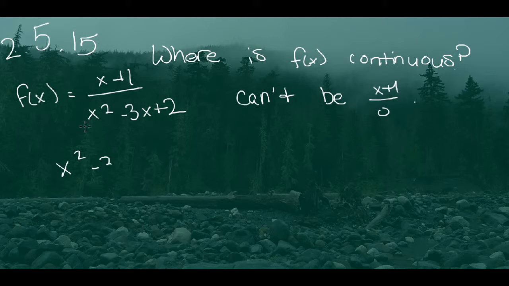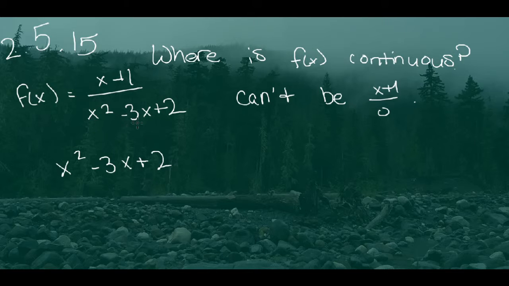But when we're dividing by it, we have to remember we cannot divide by 0, right? That's the biggest no-no in mathematics. Can't divide by 0. So I'm going to write, it can't be x plus 1 over 0, right? Okay, so the question is, when is this thing equal to x plus 1 over 0? Well, it's whenever the denominator is equal to 0.